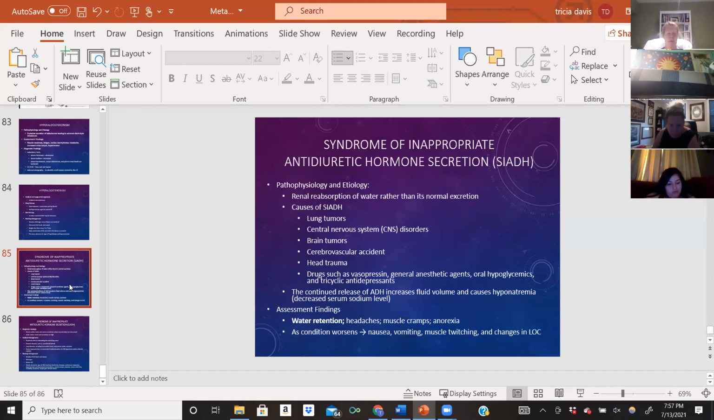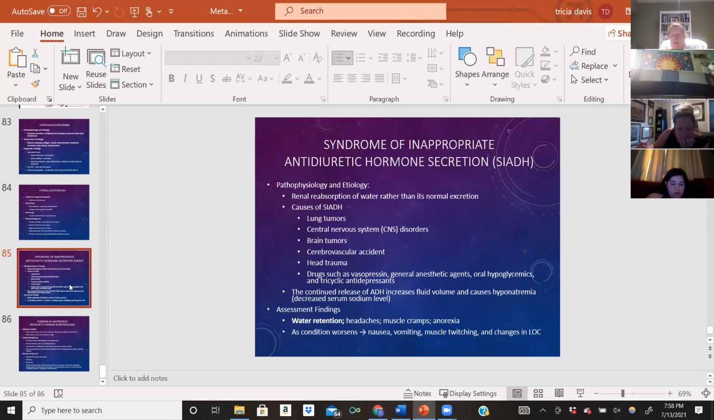And our last exemplar is syndrome of inappropriate antidiuretic hormone secretion. We just call it SIADH. So this is when we see renal absorption of water rather than where we normally see it excreted. So the kidneys are going to hold on to water.